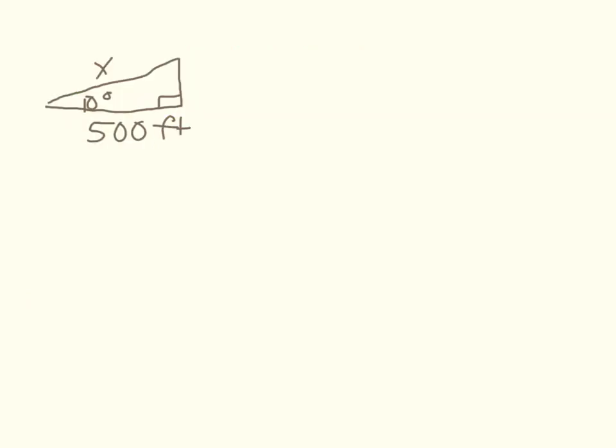Okay, with this example, again, I want to label my sides. So here's my 10-degree side. That means directly across from it is my opposite side. I don't have a value there, so more than likely I'm not going to be using it. 500 would represent the adjacent side. And then across from my right angle is my hypotenuse.